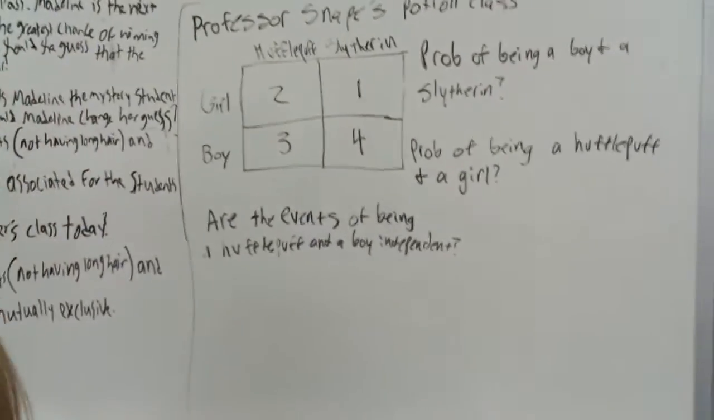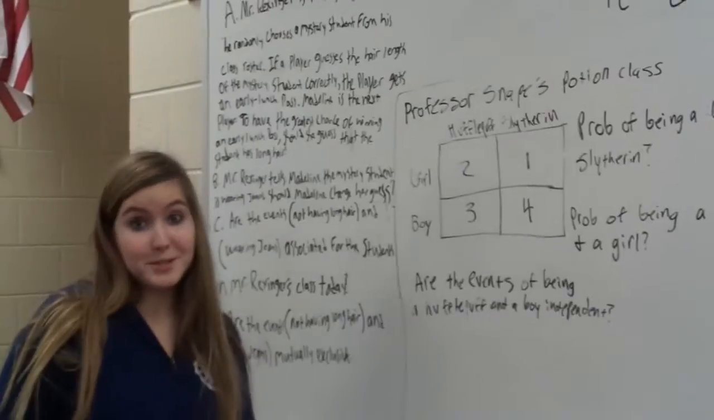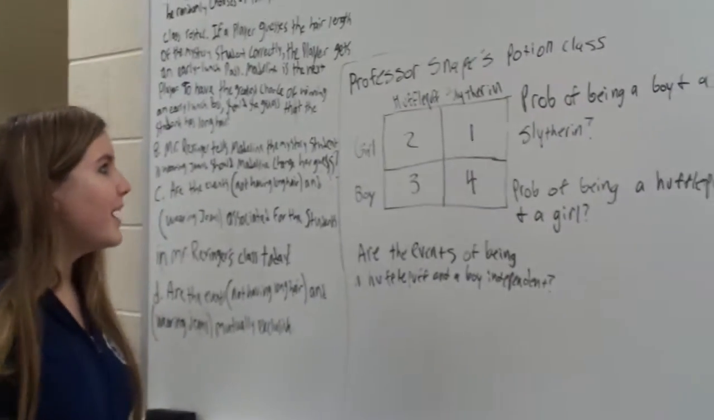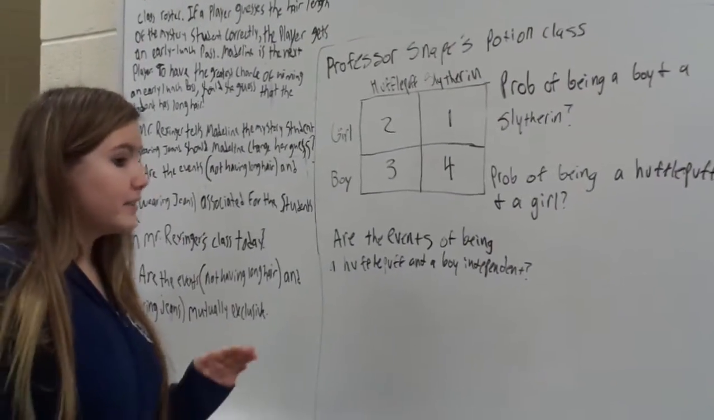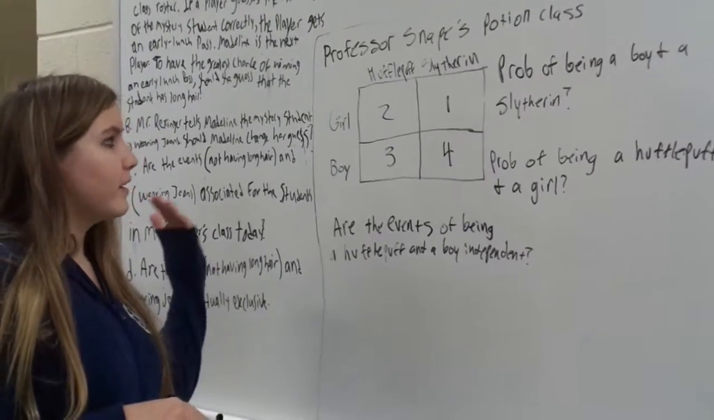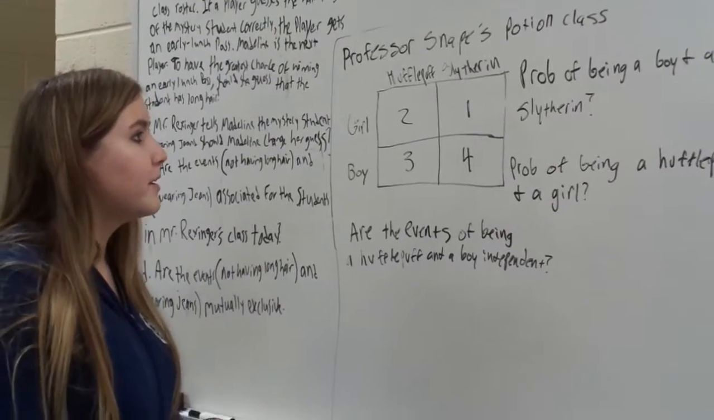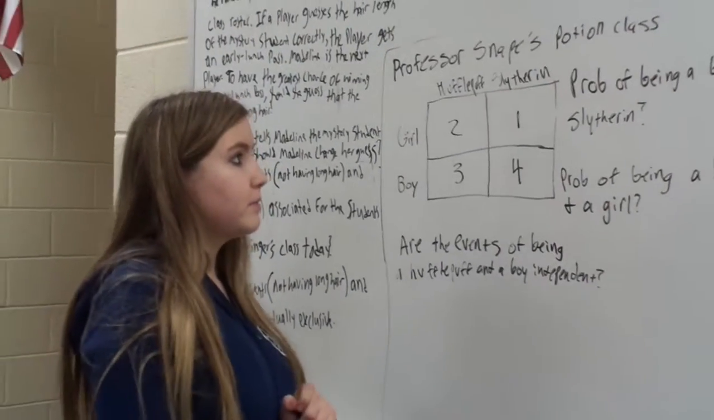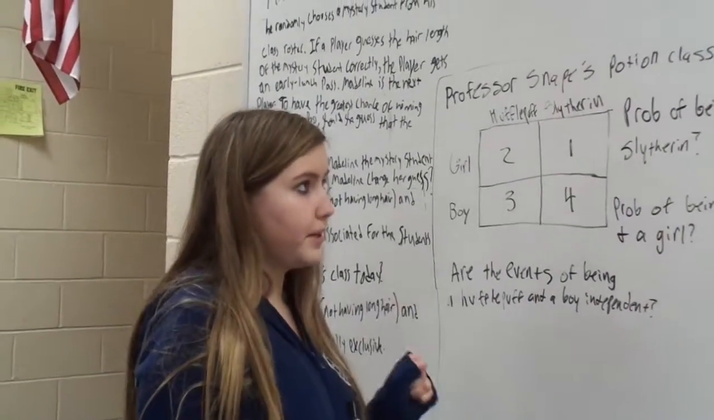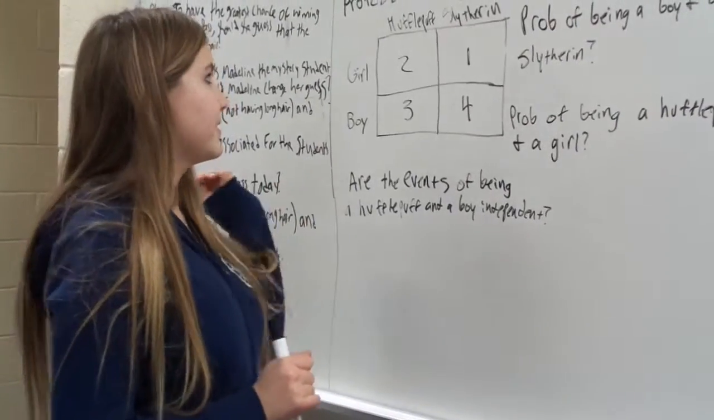Okay, so for the problem that we made up, we are talking about Professor Snape's potion class at Hogwarts, and the probability of houses and whether they're a boy or a girl. So the first part of the question asks, what's the probability of being a boy and a Slytherin?